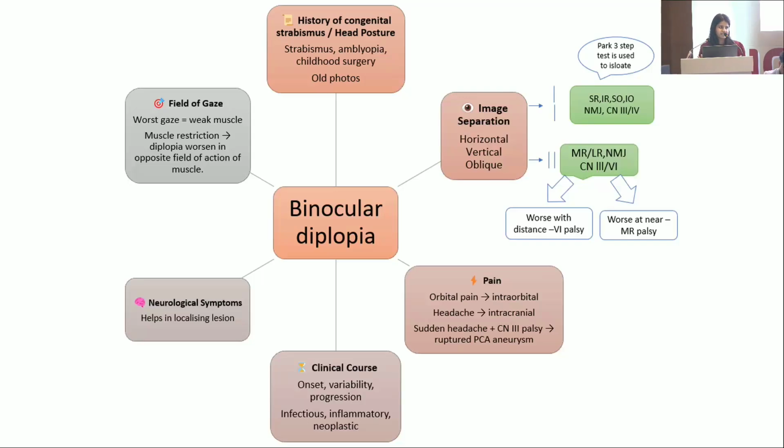We should ask for image separation, whether the images are separated horizontally or vertically. If the images are separated horizontally, then horizontal movers are involved and the nerve supplying them. If it is worse with distance, then it is sixth nerve palsy, and if it is worse with near, then it is medial rectus palsy. Also, we should ask for worst gaze, which is equal to the action of the paretic muscle. But in case of muscle restriction, it is opposite. We should ask for any neurological symptoms, clinical course, and history of congenital strabismus or any corrective head posture.